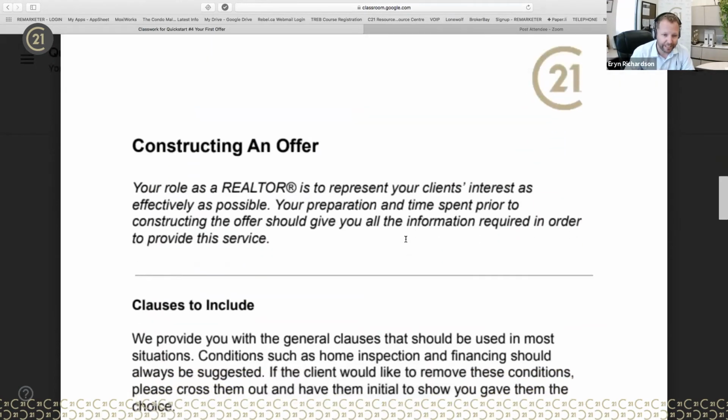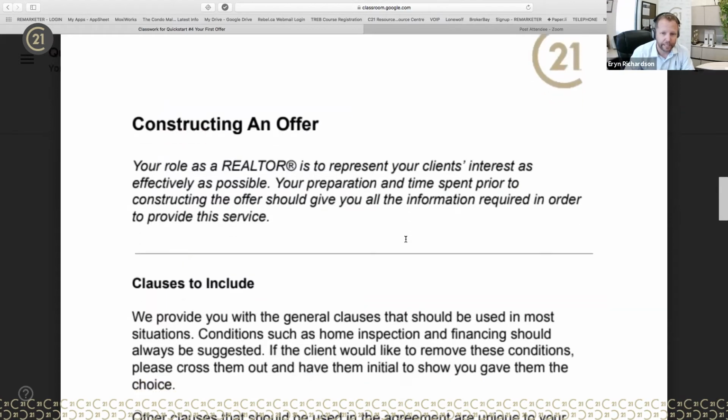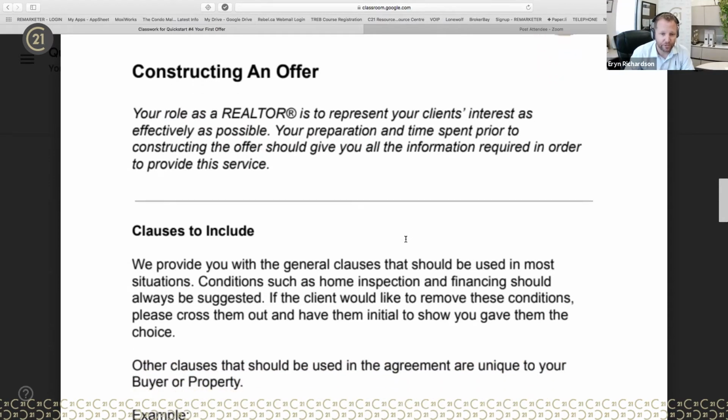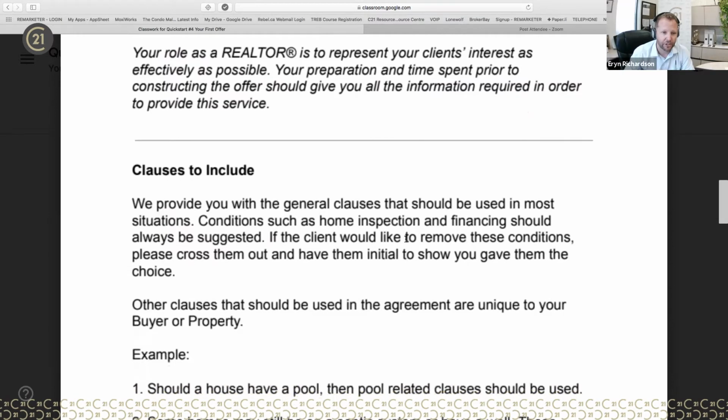When you're constructing an offer, it is your role as a realtor to represent your client's best interest as effectively as possible. So spend the time to do the due diligence. We've talked about that. You're obviously going to decide what clauses to include. Form 100 is your typical agreement of purchase and sale. That's where the meat and potatoes of the offer is done. Actually, it is your offer.